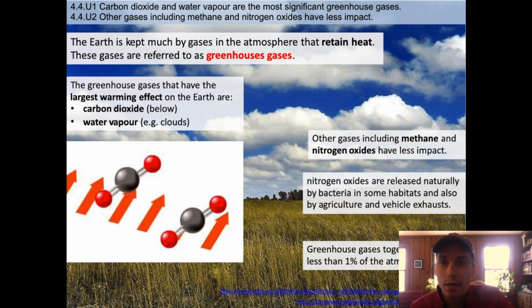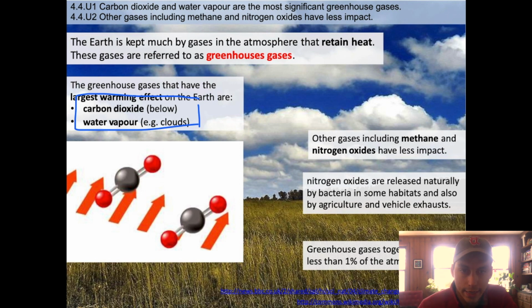Carbon dioxide and water vapor are the most significant greenhouse gases. So, what is a greenhouse gas? Greenhouse gases refer to any gas in the atmosphere that retains heat. The ones that have the largest effect are carbon dioxide, of course, and also water vapor, which may not be one that comes to mind when you first think of greenhouse gases. Although there are other gases that have an impact.